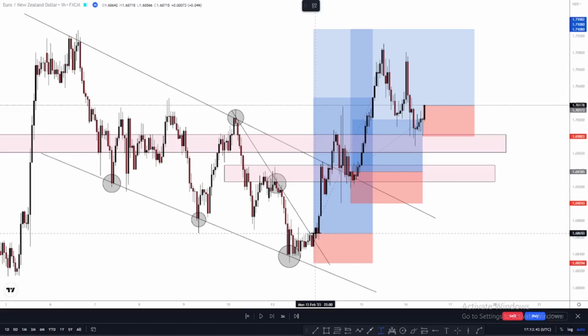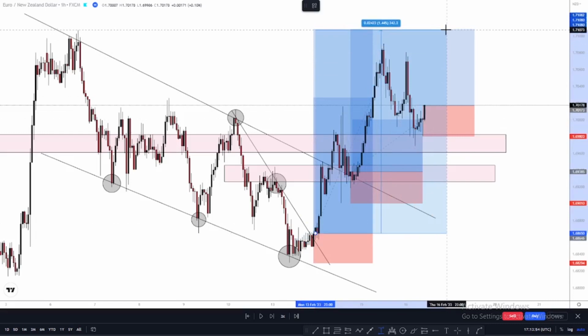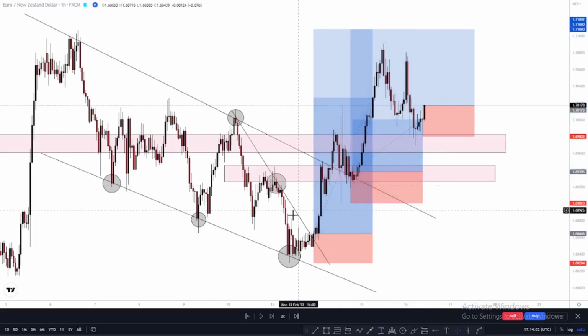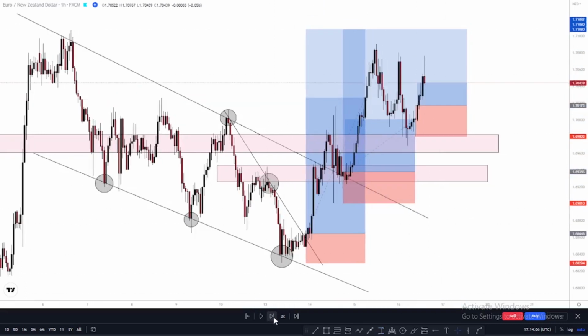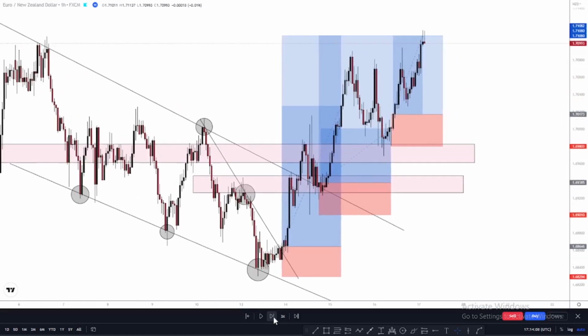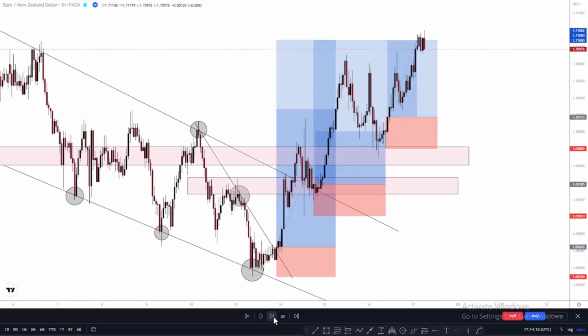If we are to measure from the breakout of our inner trend line to our take profit, we can see that price moved 242 pips. You get what I'm saying? Yeah, you can see that price moved 242 pips. And if you are to continue to play forward, we can see that our take profit got what? Our take profit got smashed. You get what I'm saying? So this is how you could have also capitalized on this trade.